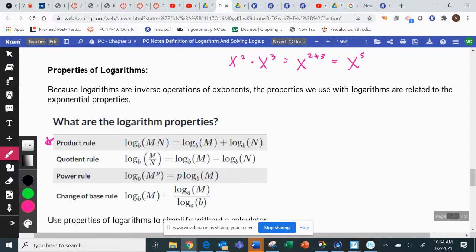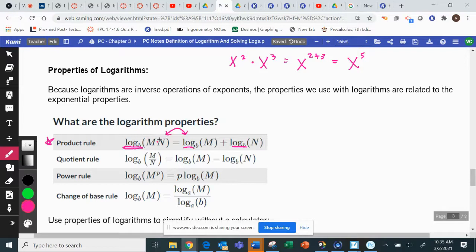Okay, so the product rule is saying we have log of base b of a product. We have two things multiplied together. If we need to, we can separate those by addition into separate logarithms. Notice that here we have log written one time. Over here we have log written 2 separate times, with the m and the n, I separate them. And it goes both ways.